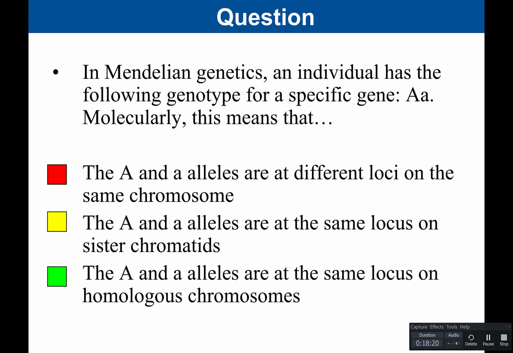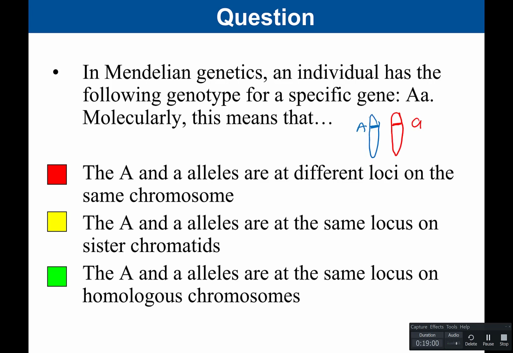So it can't be red. Red says that the big A and the little a allele are at different loci on the same chromosome. They're not on the same chromosome, but instead they're on the homologous pair. If they're a gene, they have to be at the same loci for them to be the same gene. So they are going to be at a particular position on the chromosome, and they can't be together on the same chromosome. Big A, little a alleles are at the same locus on sister chromatids. You can't have a situation where they're going to be on sister chromatids.